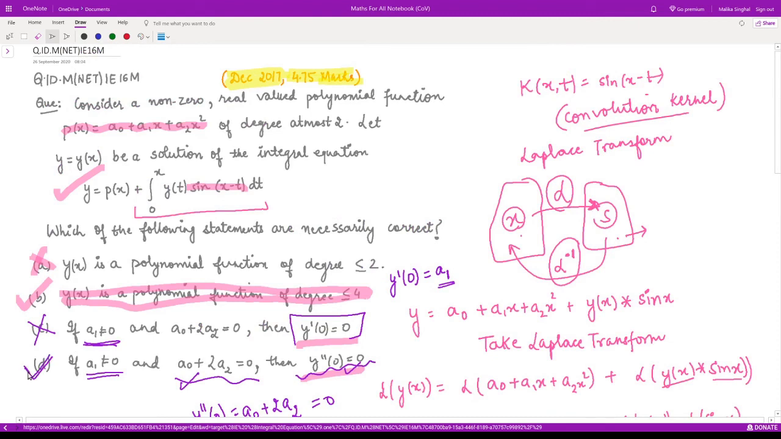Option D is correct. So the correct options are option B and option D.